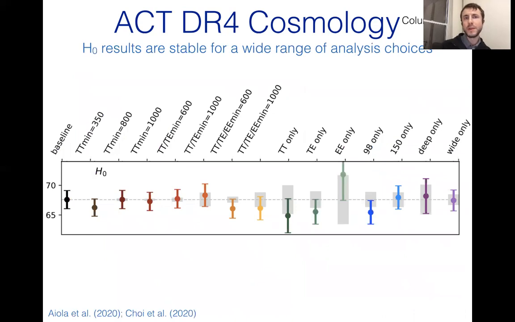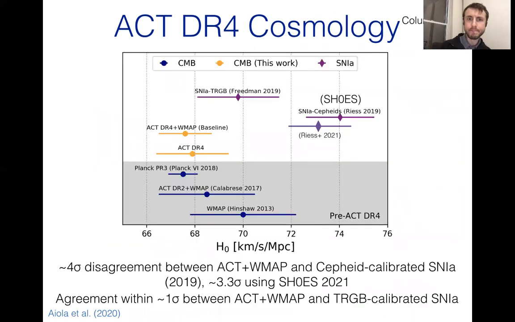As you probably imagine, we do a wide range of consistency tests to make sure that there's no evidence of systematics or other issues. I'm not going to go through all these in detail, but suffice to say that across all these different ways of slicing and dicing the data, indeed our H0 results are quite stable.